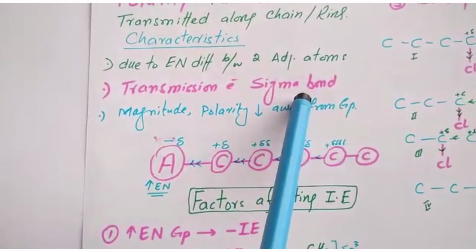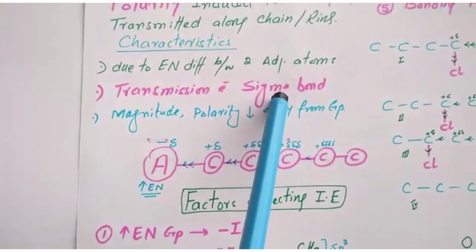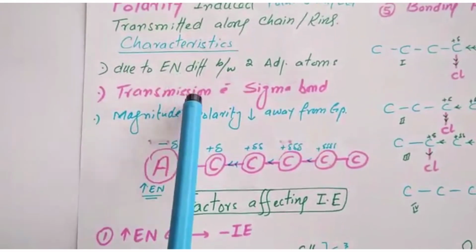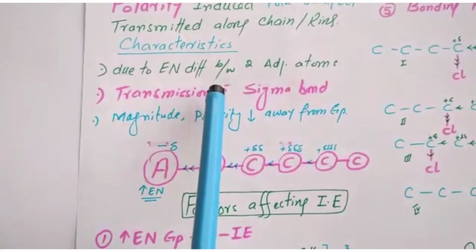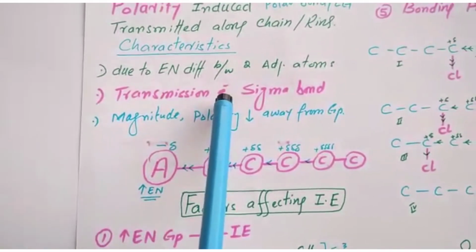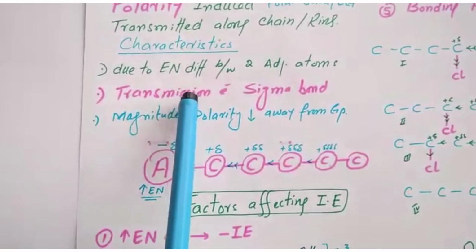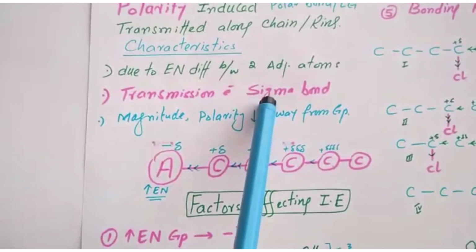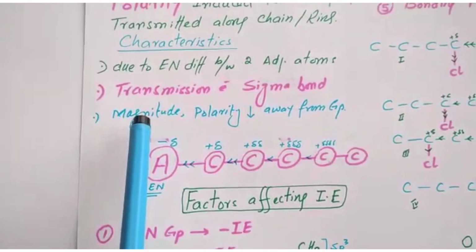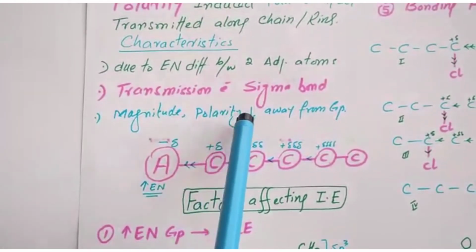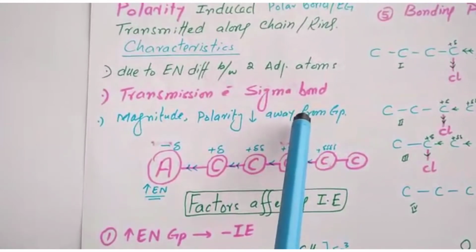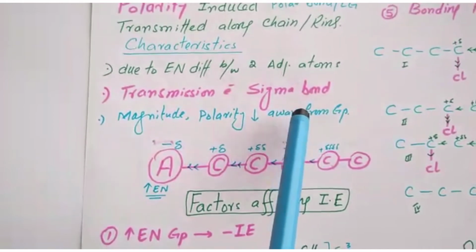through sigma bonds. In comparison to resonance effect, there was delocalization of pi electrons. But in the case of inductive effect, the transmission will be initiated and transmission must occur through sigma bonds. The next characteristic: the magnitude of polarity will decrease once you go away from the atom which induces the polarity.